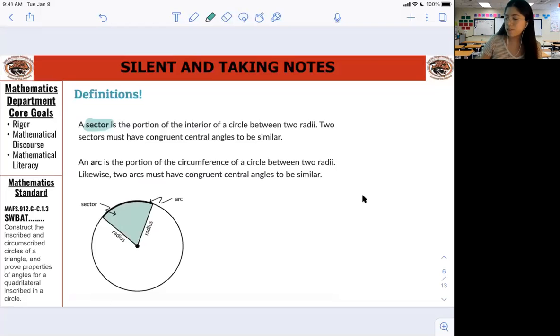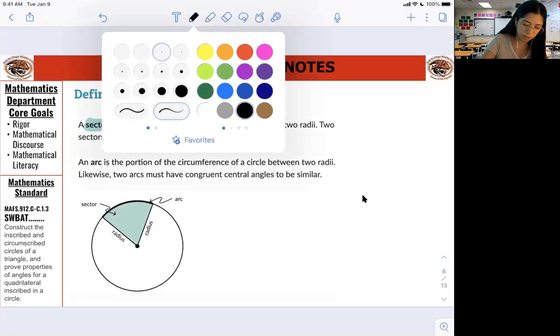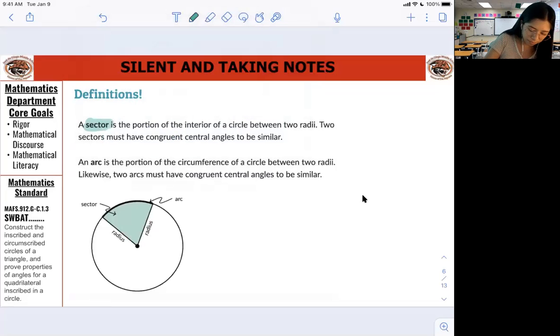Perfect. Okay. So there's kind of a lot in this whole situation. A sector is just a portion of the circle. You can think of it like a slice of the circle, like a slice of the pizza. Pie, pizza, same thing. You should be writing these down, but the easy way to remember it is that a sector is a slice. And then an arc is the portion of the circumference.